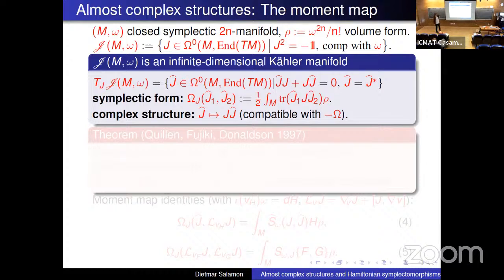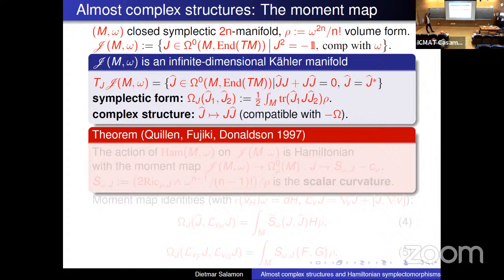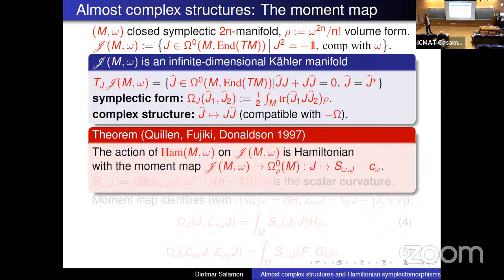So now, in this situation, one has the group of Hamiltonian symplectomorphisms acting on the space of almost complex structures and preserving both the symplectic form that's written here and the complex structure. And a theorem going back to Quillen, Fujiki, and Donaldson asserts that this action of the Hamiltonian symplectomorphisms on the space of compatible almost complex structures is a Hamiltonian group action, and that the moment map should be a map which goes from the space of almost complex structures to the dual of the Lie algebra of the group of Hamiltonian symplectomorphisms.